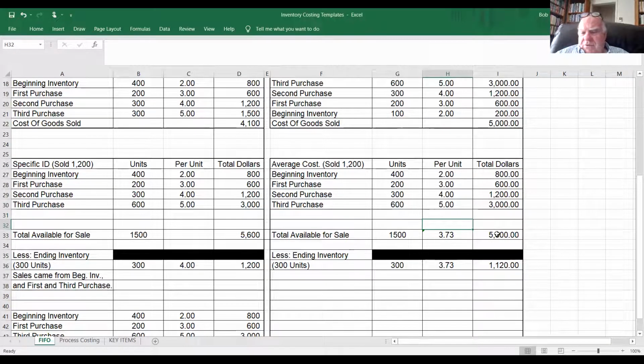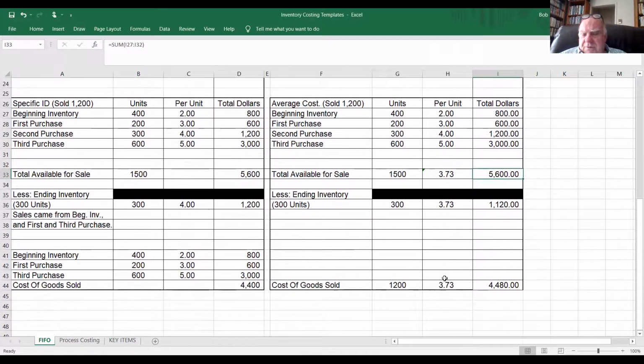1,500. And the total dollars were 5,600. 5,600 divided by 1,500 equals $3.73. That's all you have to do. Take the 3.73 multiplied by the amount you have in the ending inventory, and there's your ending inventory. And then do the same thing for the cost of goods sold. You know you sold 1,200 times 3.73. So this method is pretty easy as long as you understand that the calculation is done horizontally on the available line. We want to go 5,600 divided by 1,500.